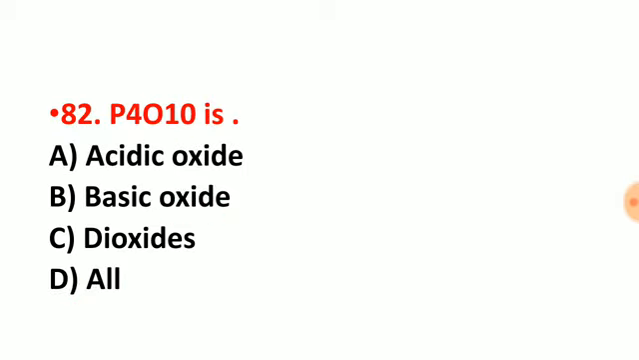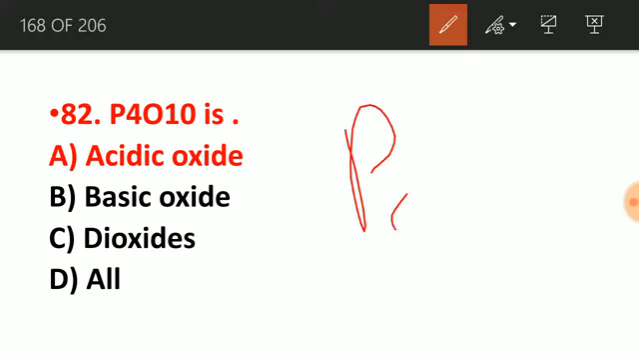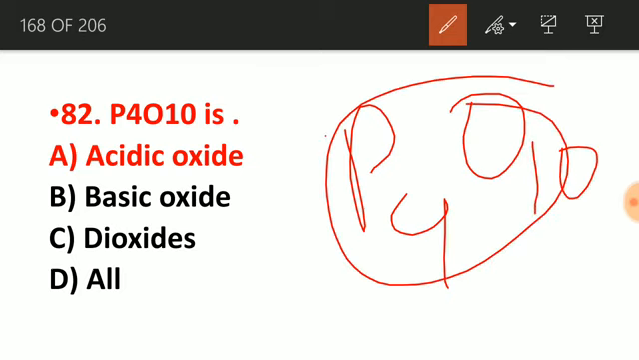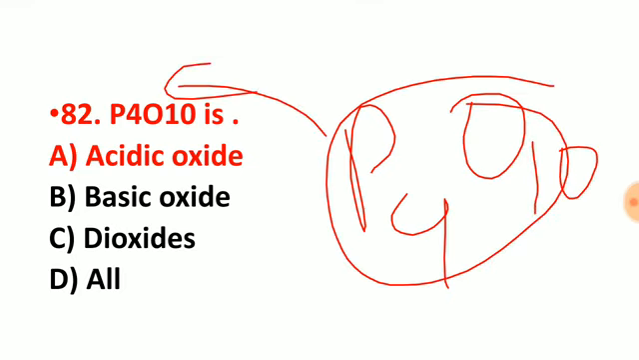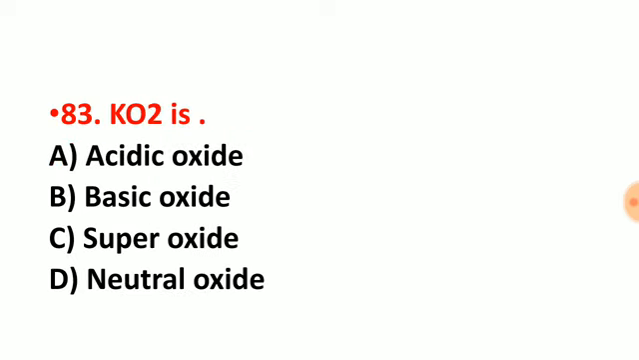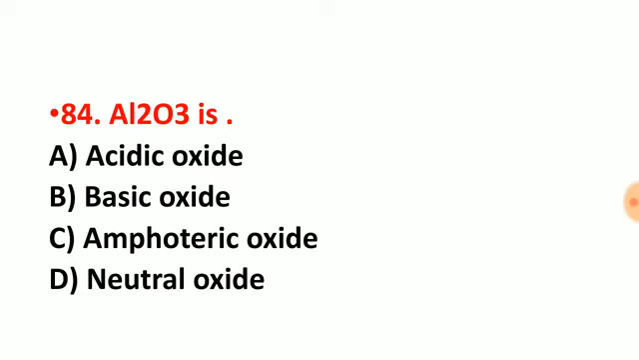Question number 82, P4O10 is an acidic oxide. Because of some technical problem I am writing it like this. So P4O10 is known as an acidic oxide. Question number 83, KO2 is superoxide.